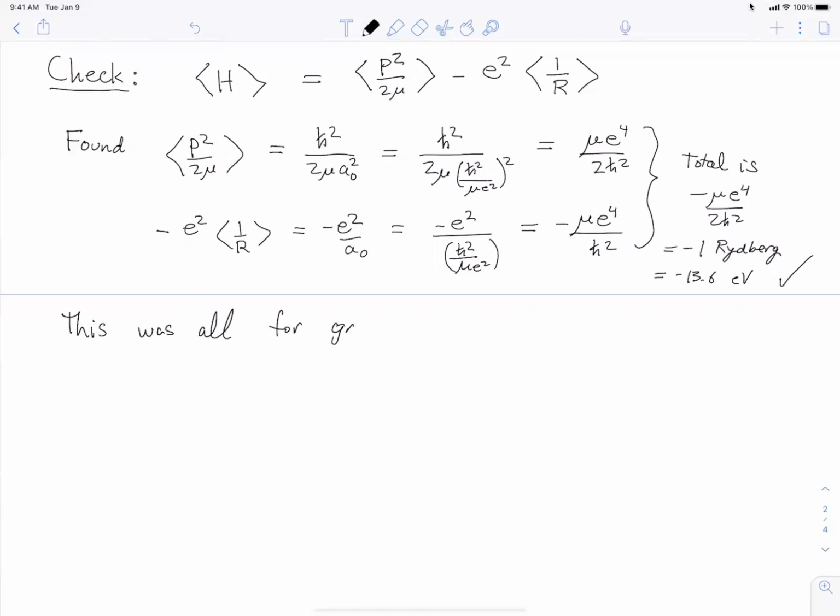And so for homework, you're going to get to look at the n equals 2 state. This was the n equals 1 state. Okay, any questions on that?